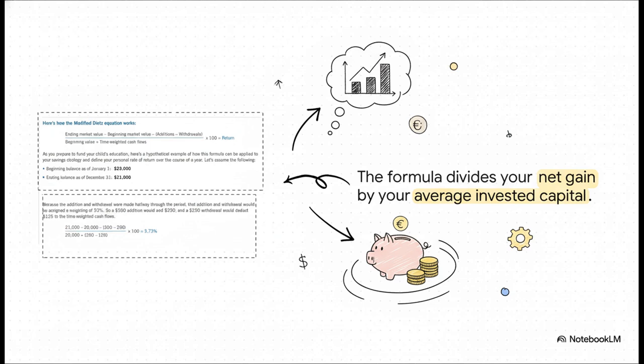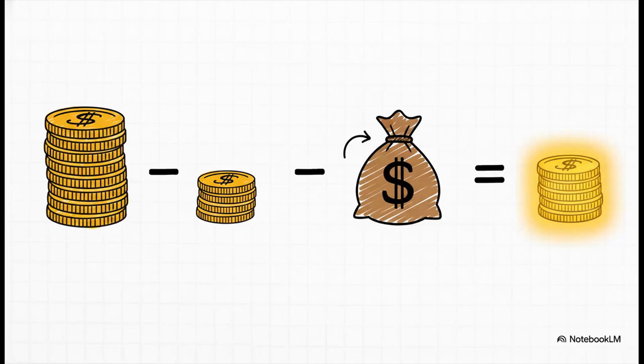All we're doing here is taking your profit and dividing it by the average amount of money you had invested during the year. That's it. Let's look at the top part and the bottom part one by one. So the top number is just your net gain. Think of this as your pure, unadulterated investment profit.